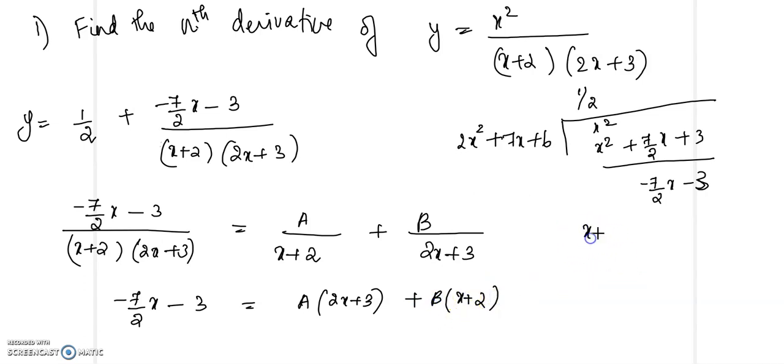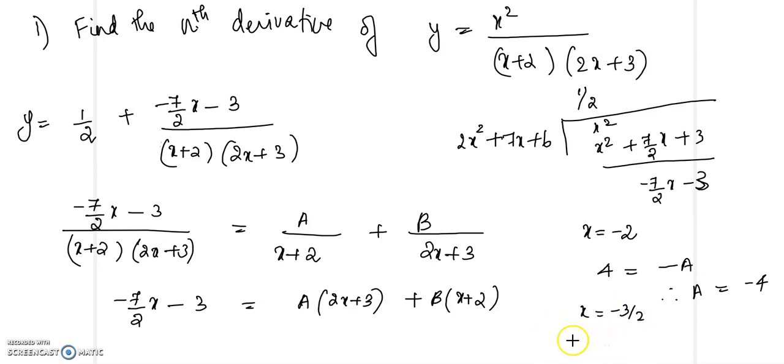So let me put x equal to minus 2. When x is equal to minus 2, you will get 7 minus 3, so that is 4 equal to minus a. Therefore a will be equal to minus 4. And again put x equal to minus 3 by 2.